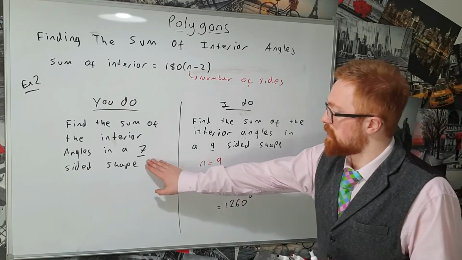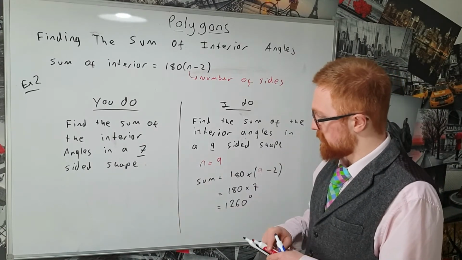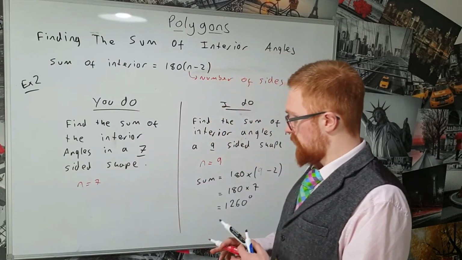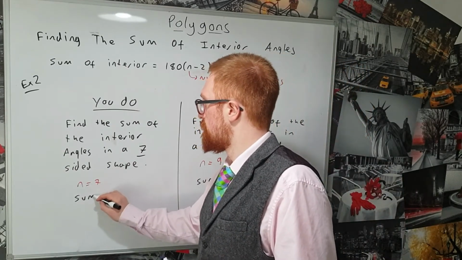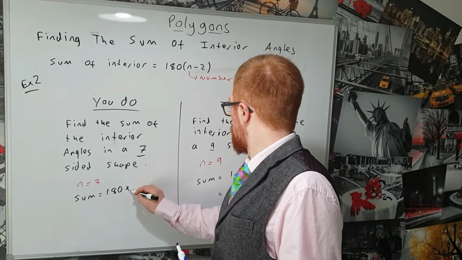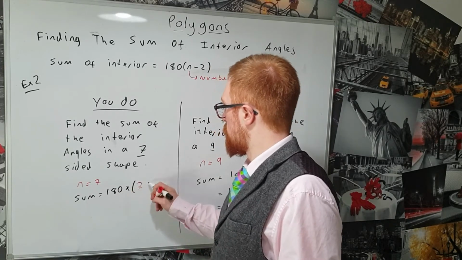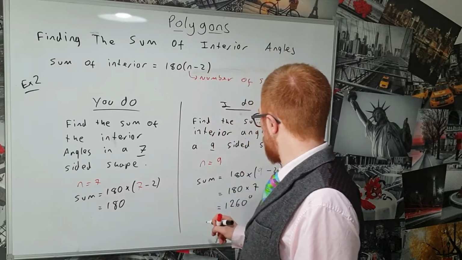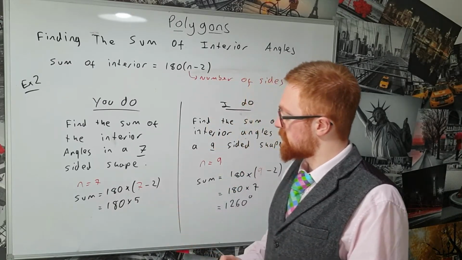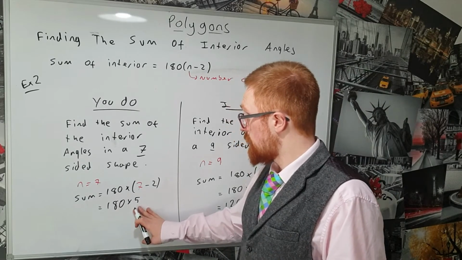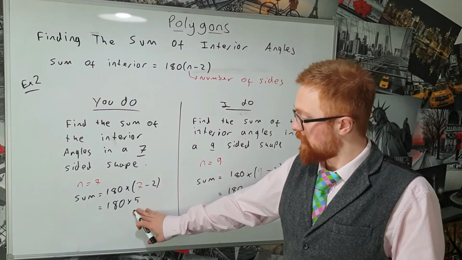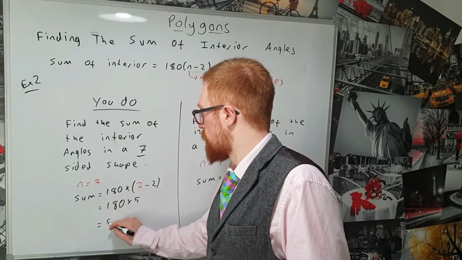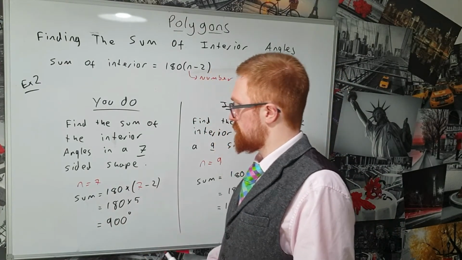Okay, so hopefully you've finished your question. Let's quickly work through the answer to see if you've got it correct. So n is equal to 7 in this case. So our sum is equal to 180 times by 7 minus 2. Well, 7 take away 2 is equal to 5. So we're going to do 180 times by 5. Easiest way to times by 5 is to times it by 10 and half it. So that gives me 900 degrees.